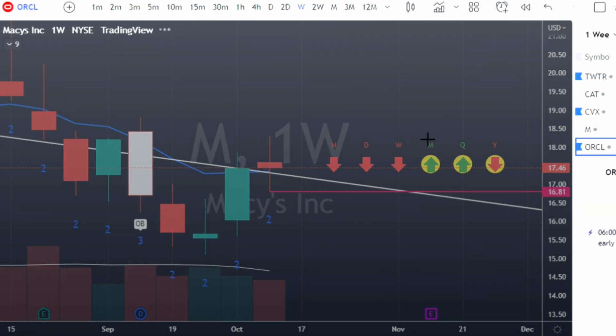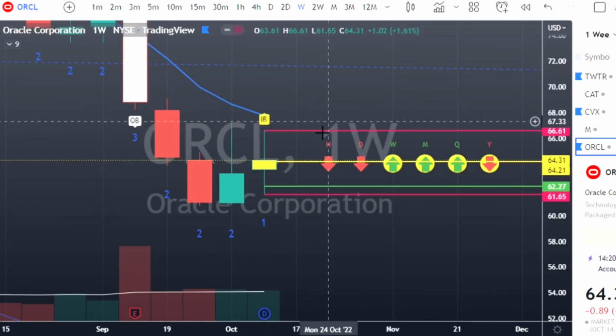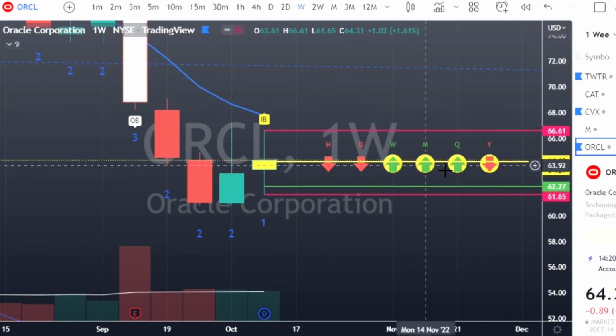Oracle, ORCL, has an inside bar. Okay, we also have a daily trigger here to go 2 down on the day. So we'll see how this inside bar plays out. We can take puts at 61.65, calls at 66.61.